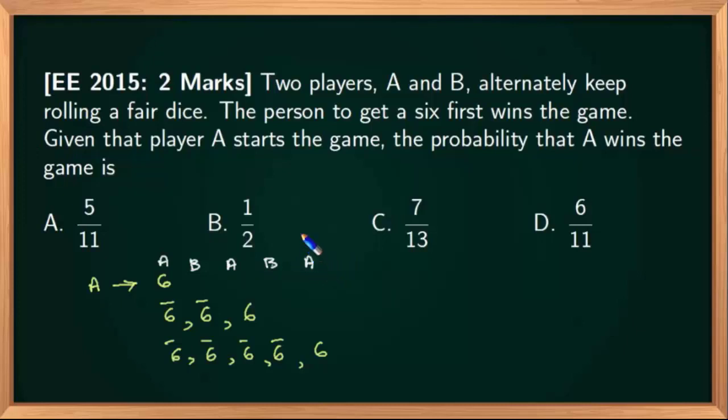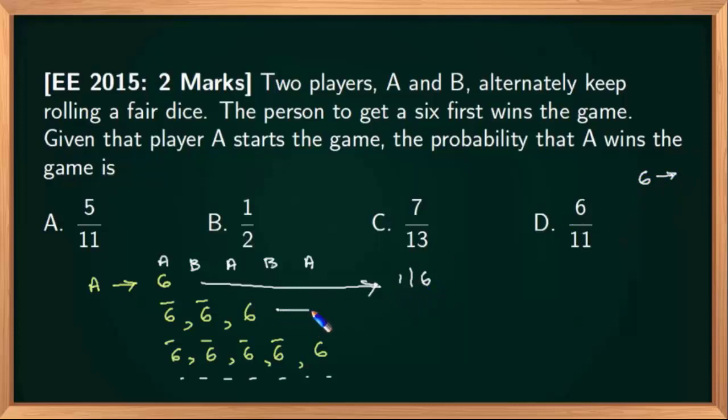Now, we need to find the probability that A wins the game. A can win in many different ways, and it continues. The first way is A gets a 6 in the first chance, which means that the probability is 1 by 6. To get a 6 out of 6 different options for a dice, 6 is one such option, so my probability is 1 by 6.